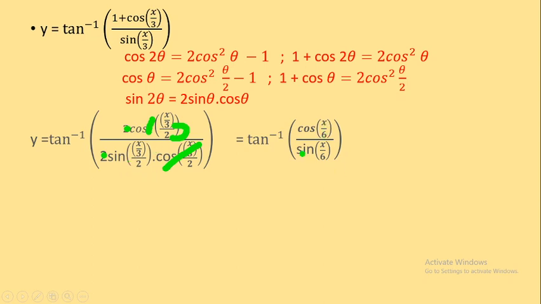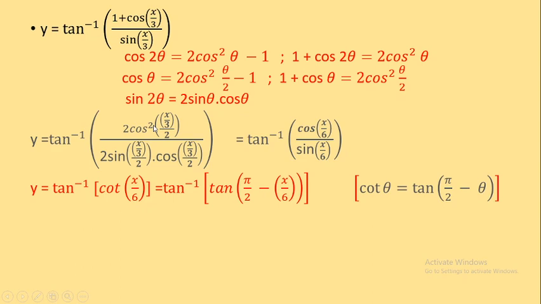And in the denominator what remains is sin x by 6. Now everybody knows what cos upon sin is. What is cos upon sin? Yes, cos upon sin is cot. So tan inverse cot x by 2 is equal to tan inverse.